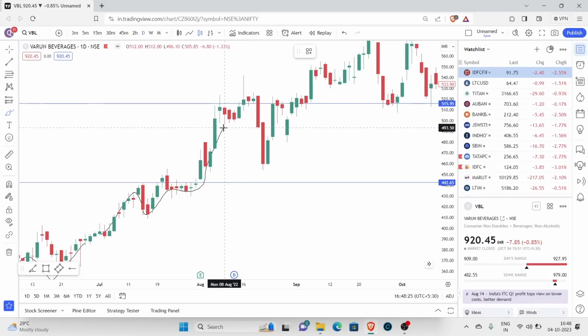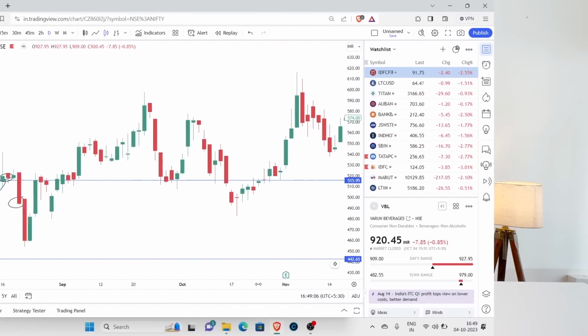Unfortunately, this breakout was not sustained right over here, even though the breakout was given. So you would have trailed your stop loss to 515, but unfortunately, the very next day you get an exit around 500. So you have basically trailed your stop loss all the way from initially 330 to 500. You have got a fantastic 60% gain with this simple momentum.